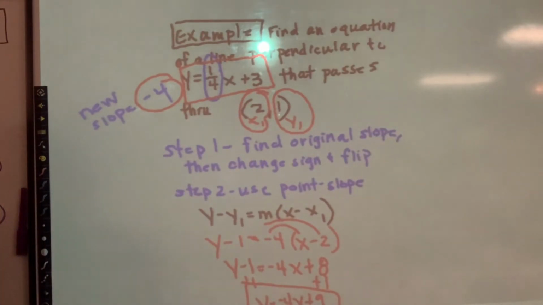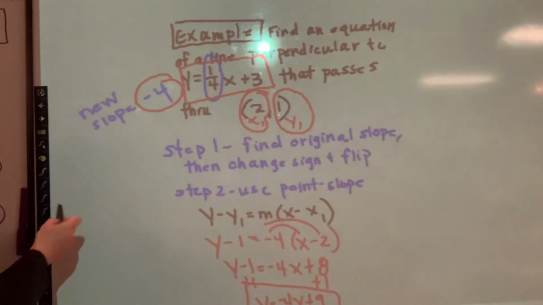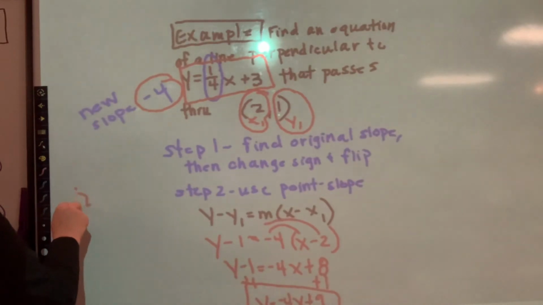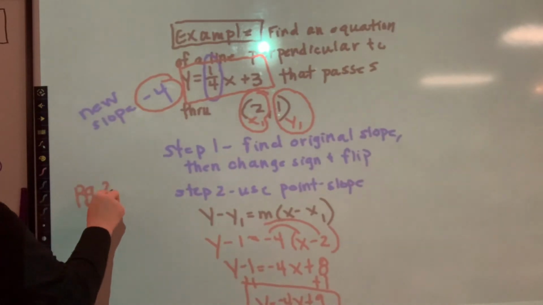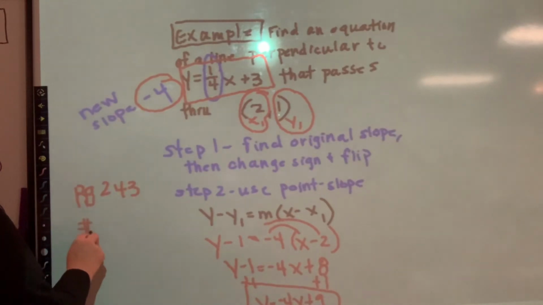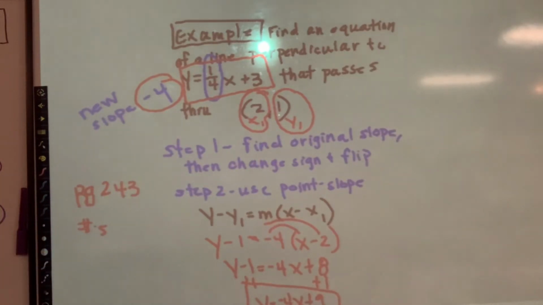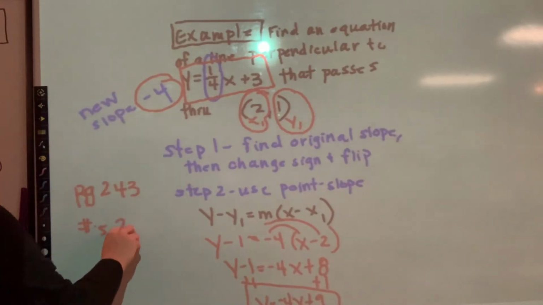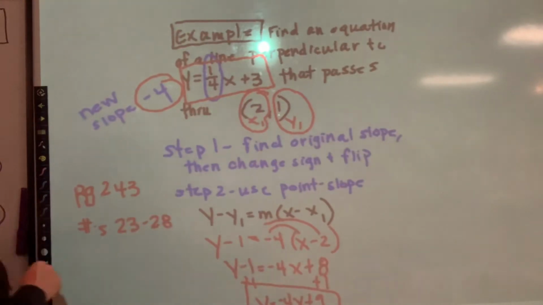Okay, clear as mud? Yes. Sweet, let's talk about your second assignment. Open your book, page 243 again. This is 23 through 28. Make sure your computer is here in class whenever you get here tomorrow. We're going to have to do a CBM, and then we're going to do a quiz review because we're going to have a quiz on Friday.